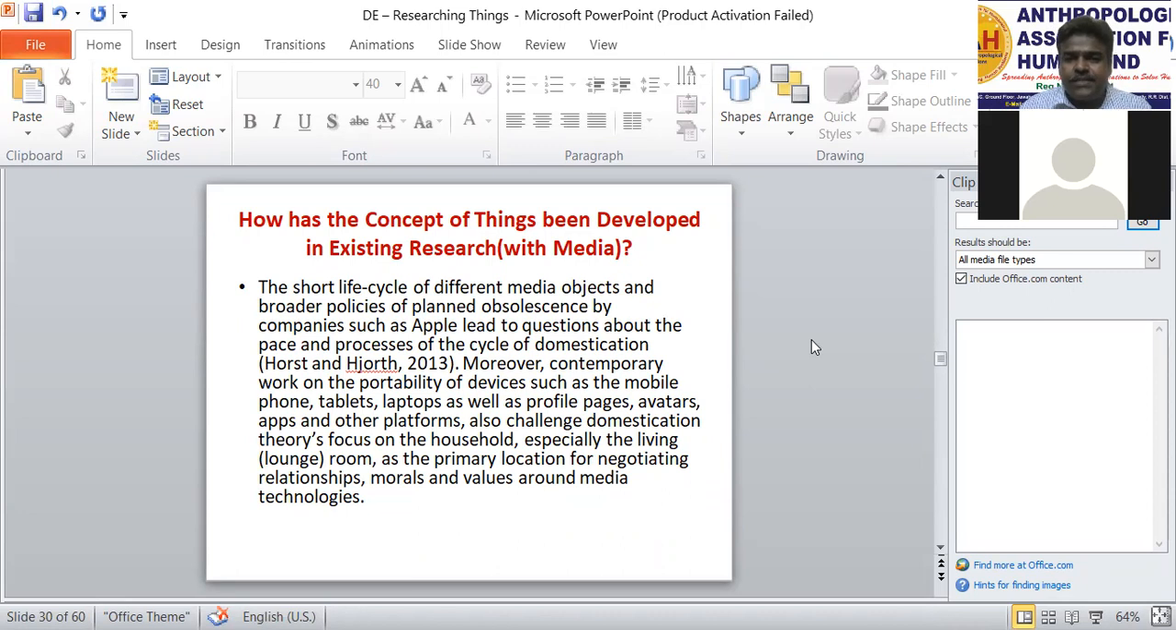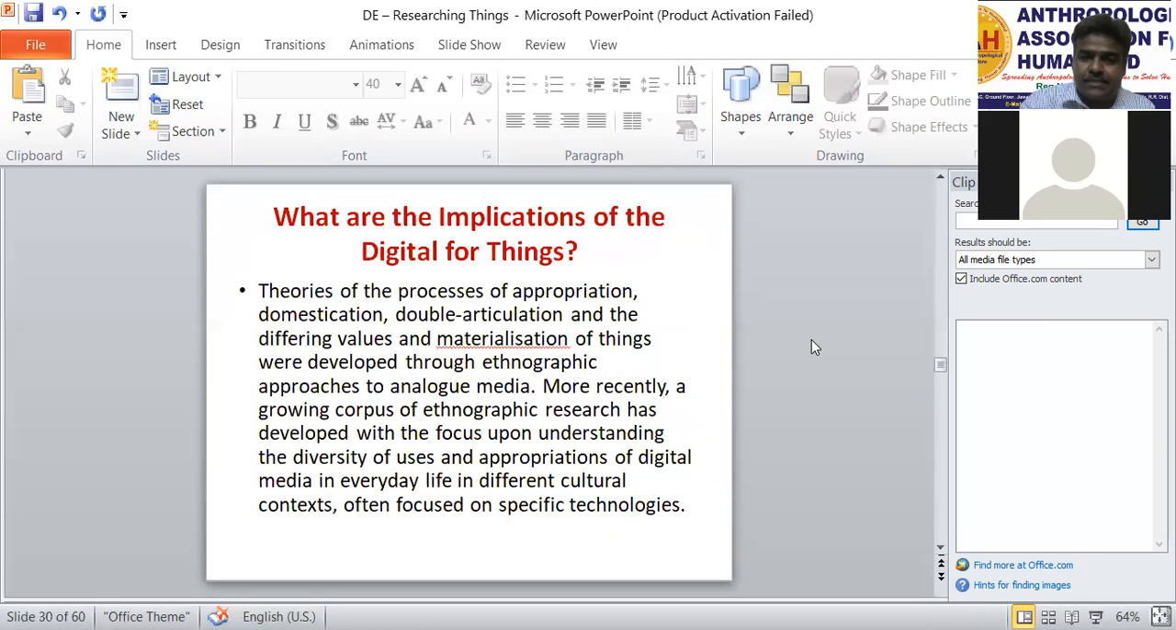Moreover, contemporary work on the portability of devices such as the mobile phone, tablets, laptops, as well as profile pages, avatars, apps, and other platforms also challenge domestication theory's focus on the household, especially the living room, as the primary location for negotiating relationships, morals, and values around media and technologies.